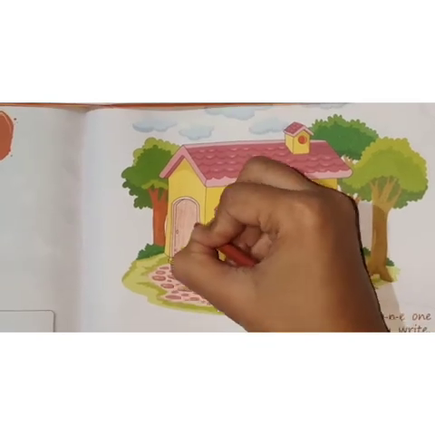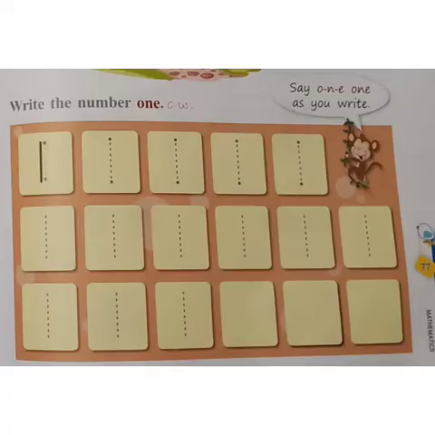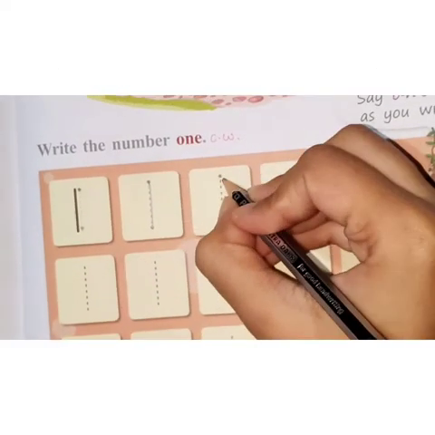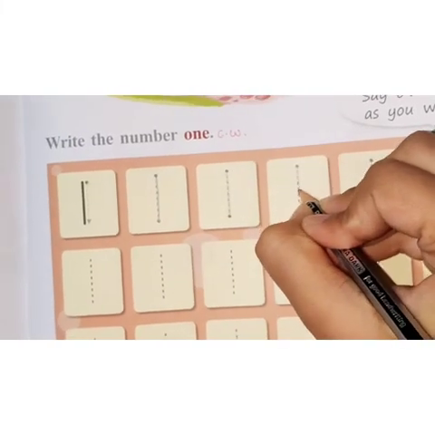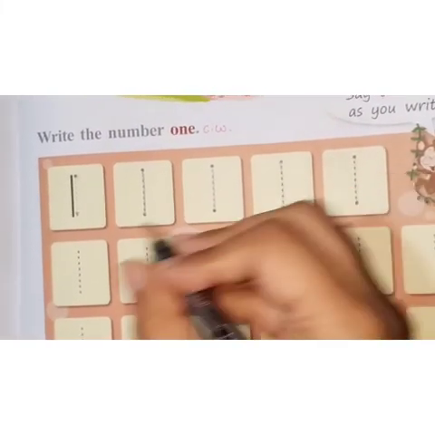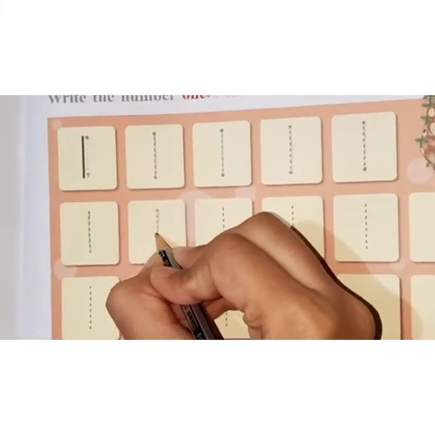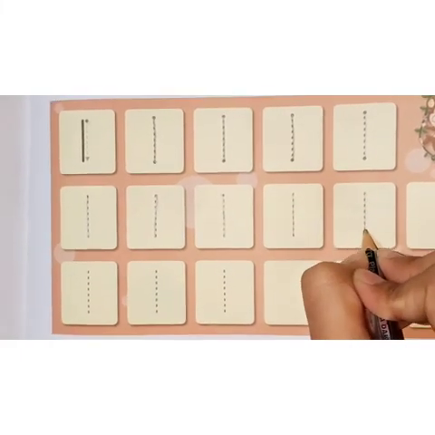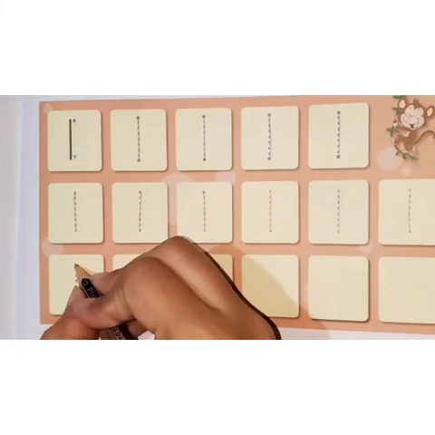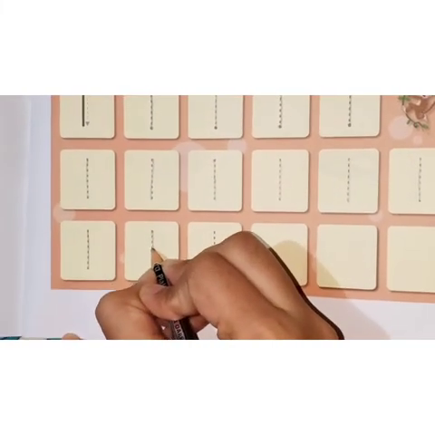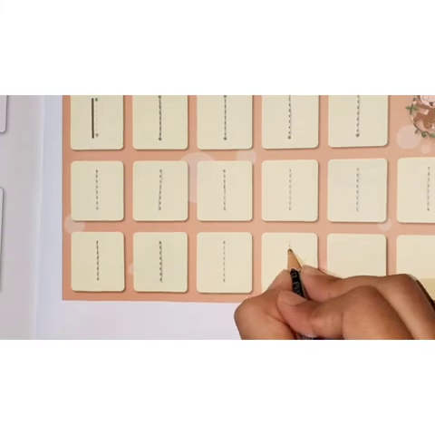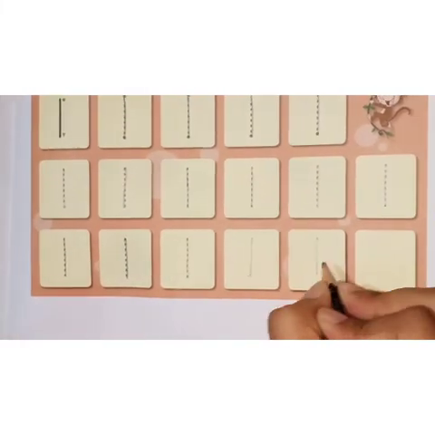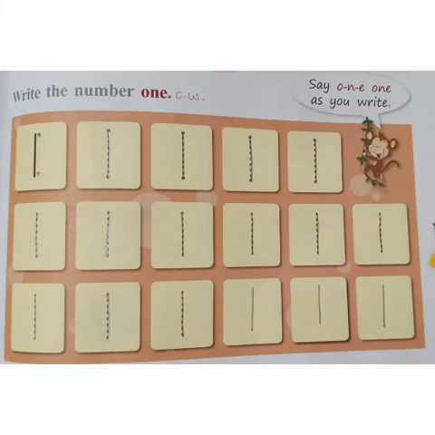Very good. Now we will write number 1 in your Pulse textbook. Say 1 as you write. Start from the first dot and stroke down by using given dots. 1. Do it one by one. 1. Very good, children. First put a dot and move down. Well done, children. 1 is very easy to write.